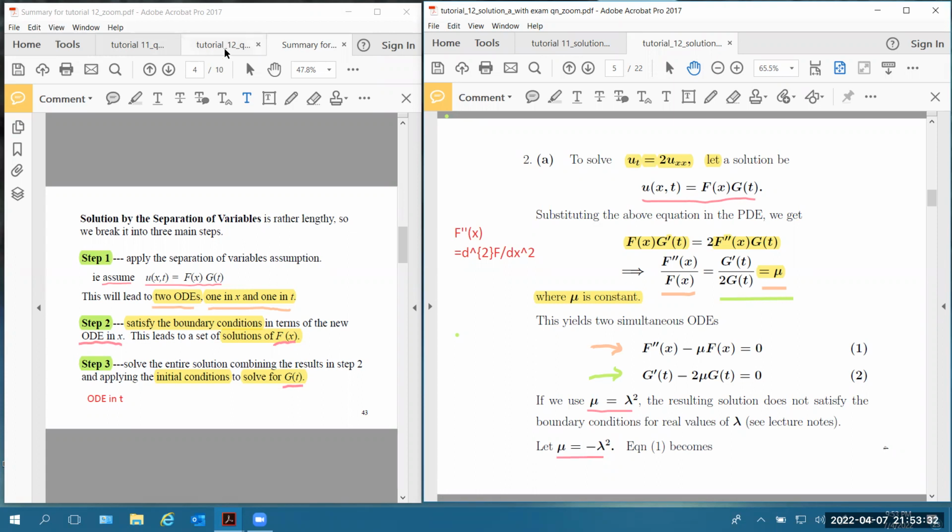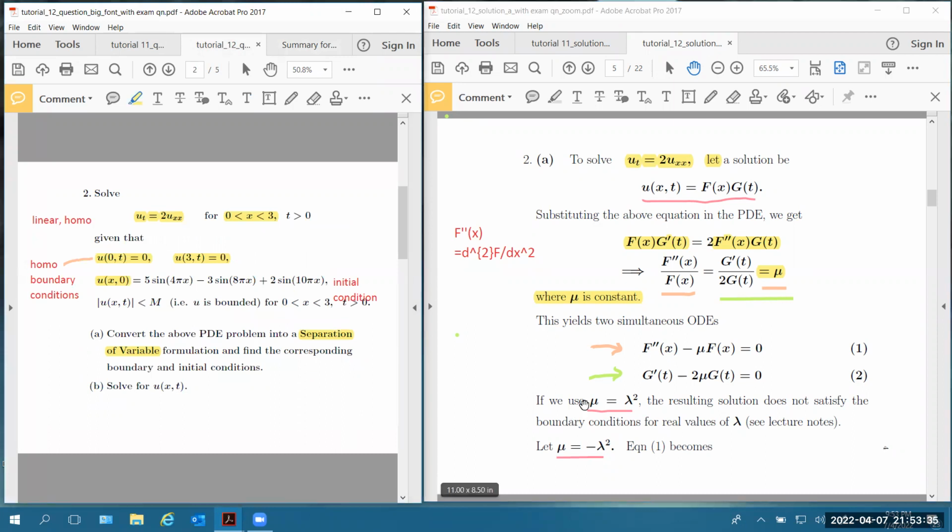When you say not valid, what do I mean? Meaning that maybe in those cases they cannot satisfy your boundary conditions, or maybe they cannot satisfy them for real values of lambda. Or maybe it will give us a trivial solution. So normally these will be the cases, which make it not a practical case.